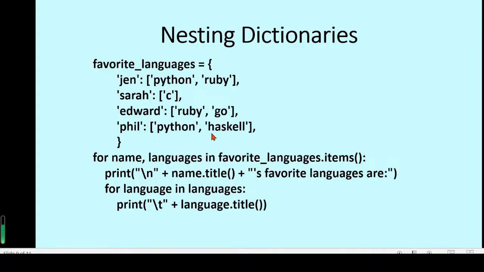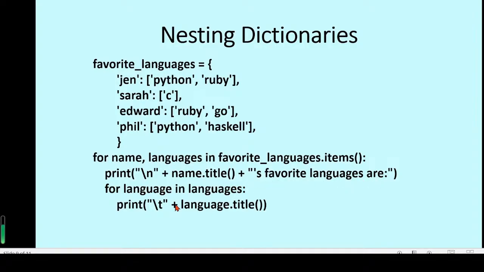For example, Phil has 2 programming languages, and Jan also has 2 programming languages, but for Sarah only 1 programming language. Next, we can write a for loop for name, language in favorite languages items. The items method will get the key value pairs. So the key is the name, and language is the value for this person. Then we can print the name, title form, favorite languages are.